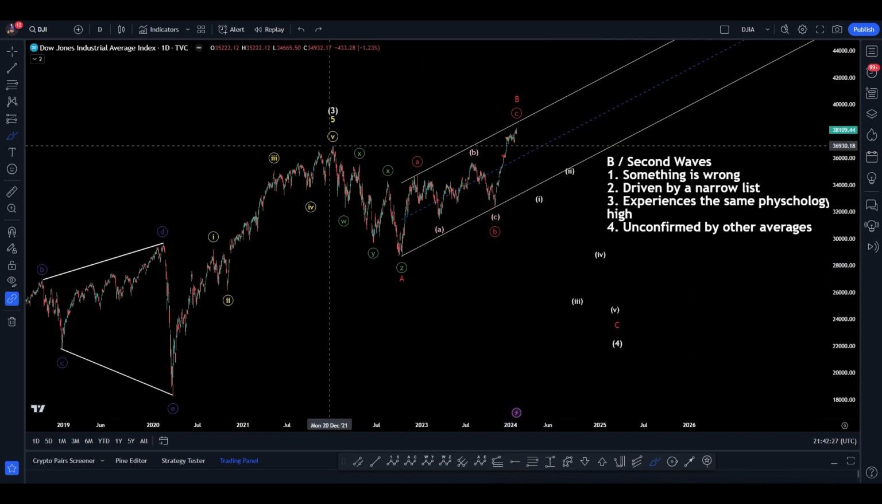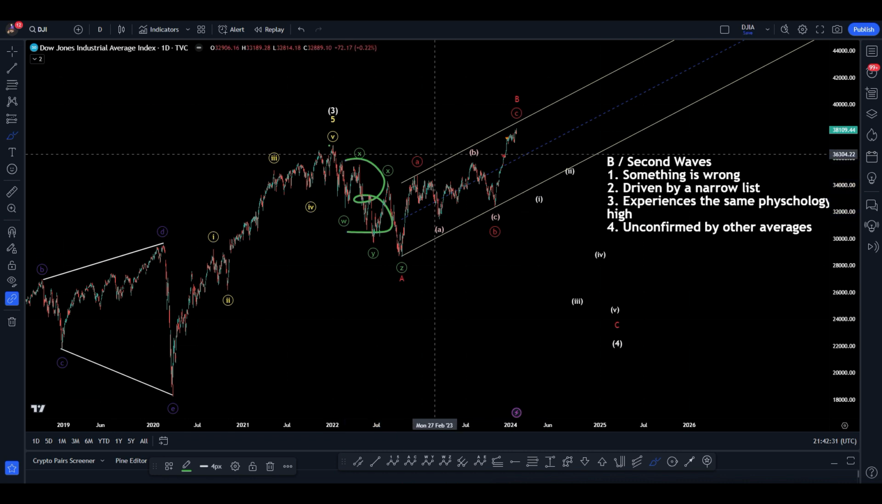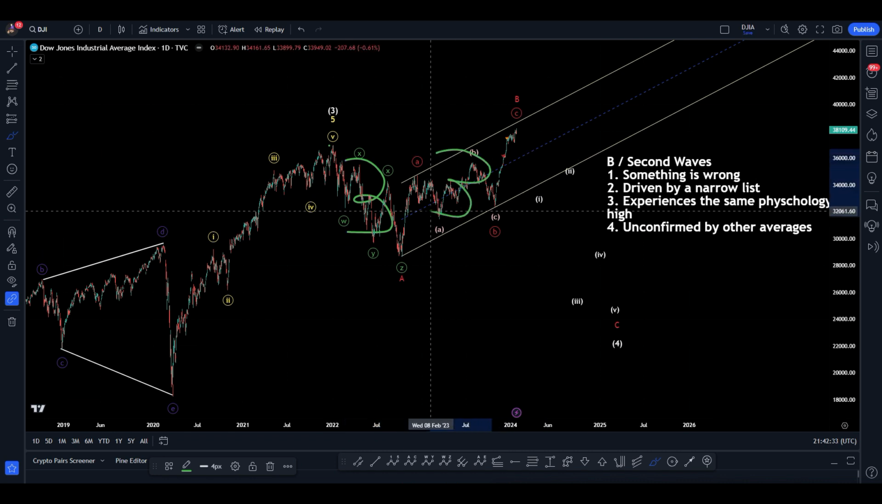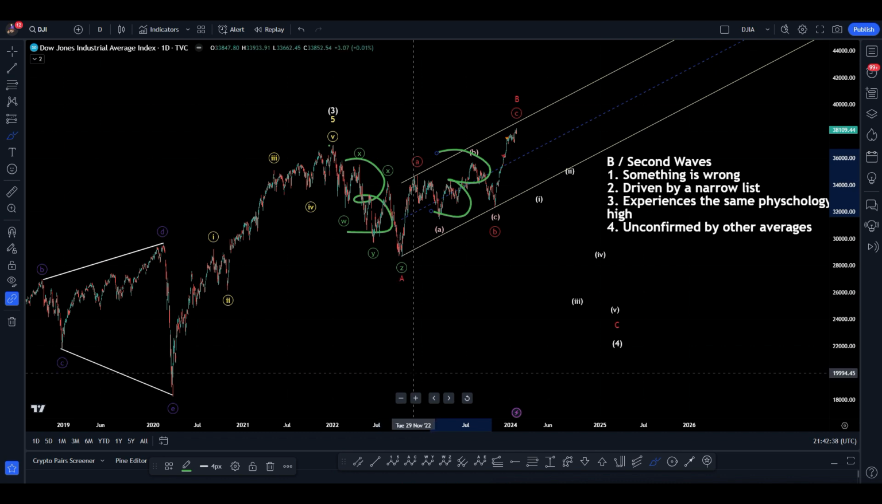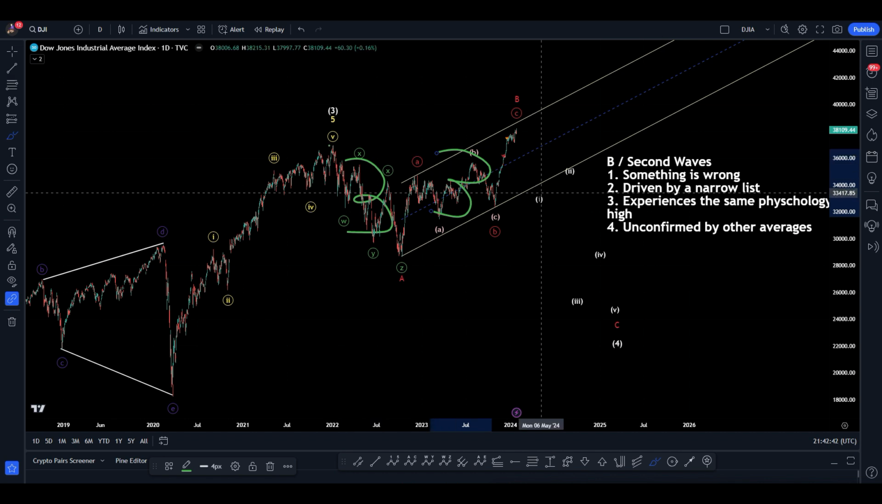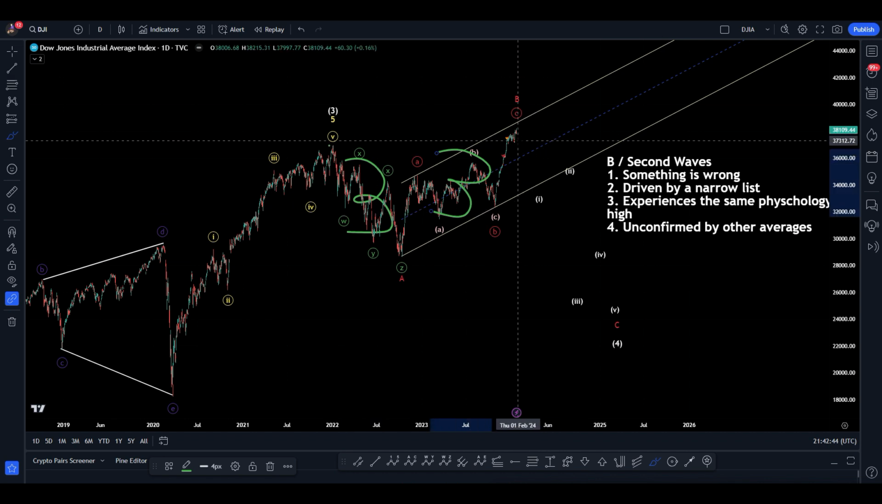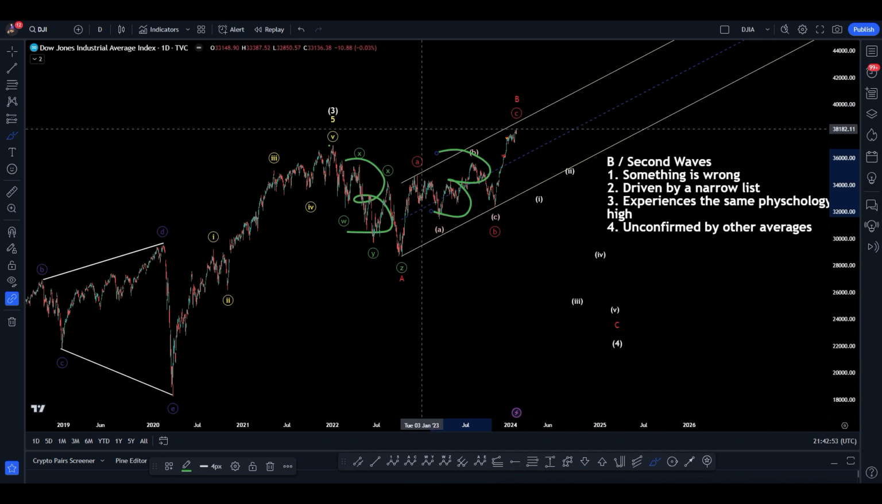If this is 3 and this is 3, you can only get one thing, and that's 5. And we've also expanded above the top of A. So what that allows the market now to do is everyone celebrates because you've made a new high. What that means for a B wave is that you've opened the possibility of an expanding flat.